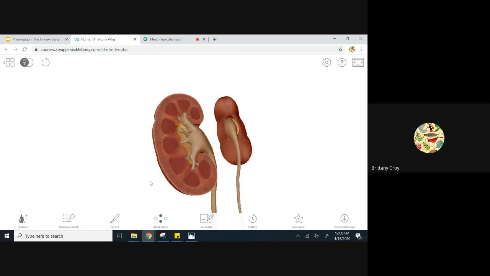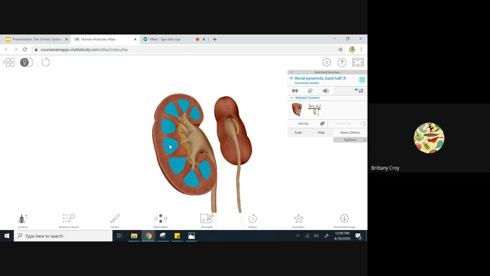And then if I can highlight a couple of features, starting with the renal pyramids right here, those triangular shaped things. This is where the urine is actually made, and then the urine is going to pour into the pelvis. The space in between each pyramid is called a column. It doesn't really do much except provide support for the rest of it.